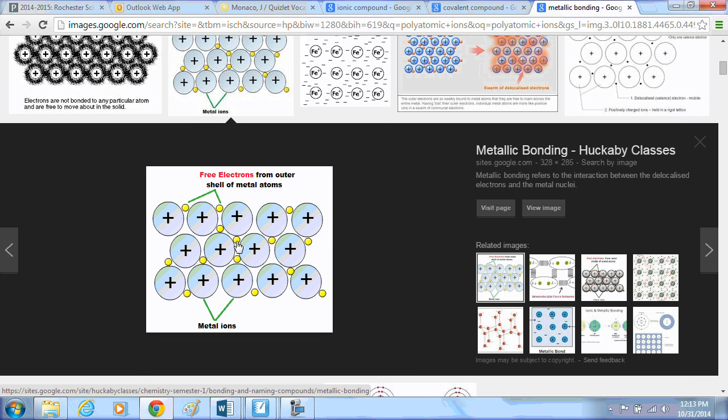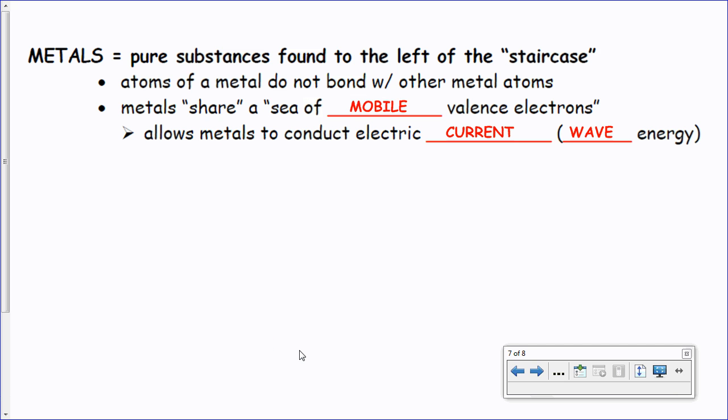The free electrons from outer shells of the metal atoms float around between the chunk, and the metal ions are stuck and locked in place. So metals conduct heat and electricity because their outside valence electrons are so poorly held that they can travel between atoms very easily. And as a result, heat and electricity can be transferred between metallic atoms very, very quickly and very easily. So let's go back and wrap up here.